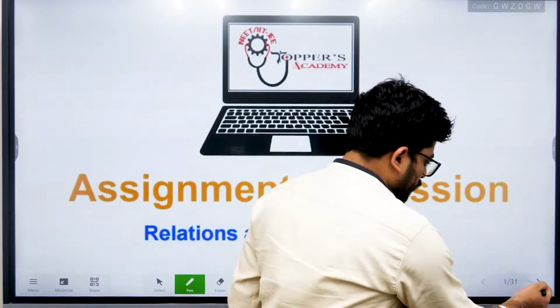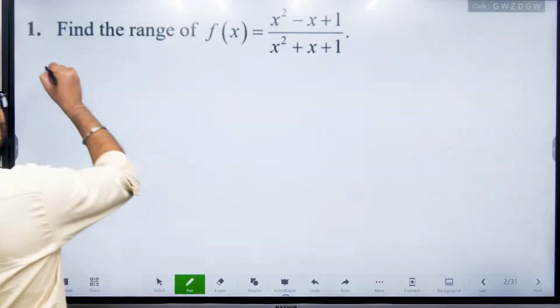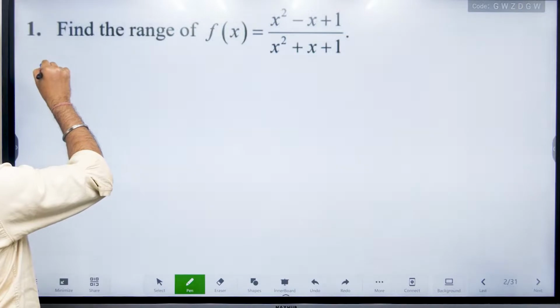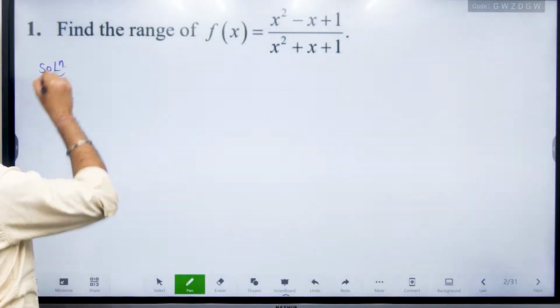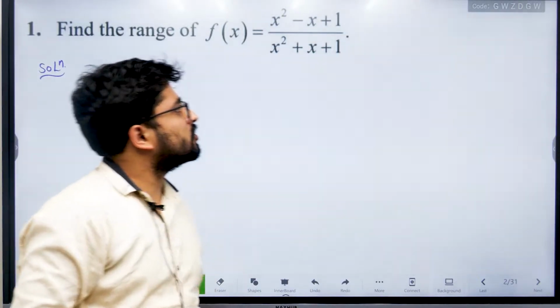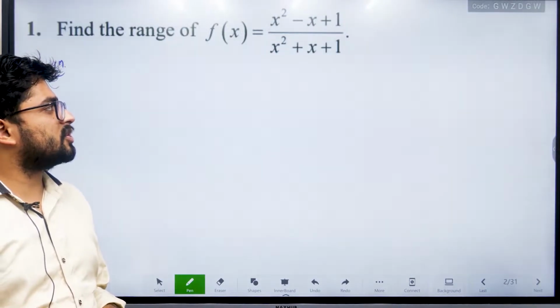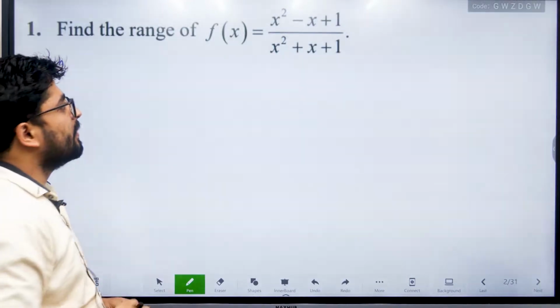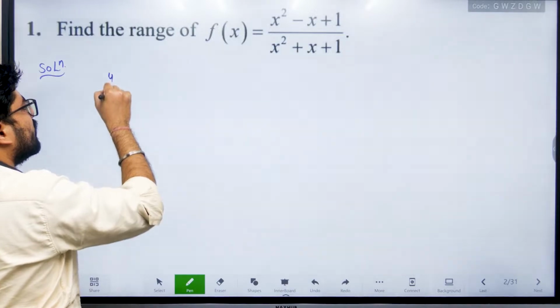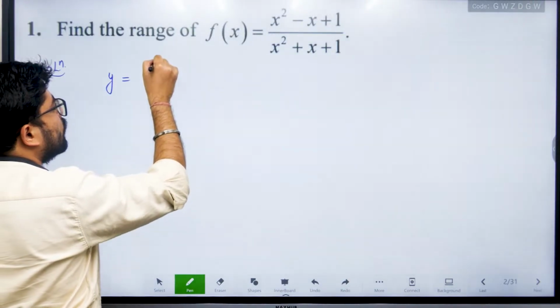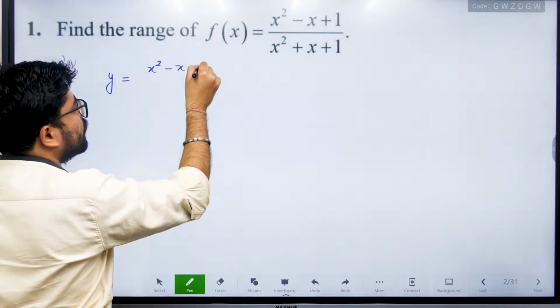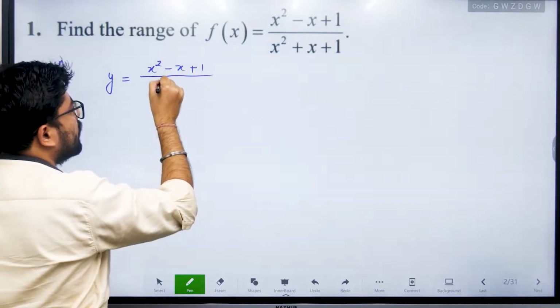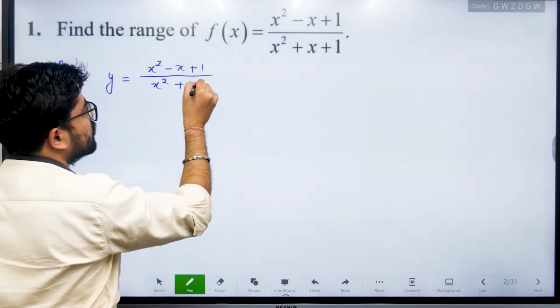Okay, so your first question is: find the range of the function f(x) = (x² − x + 1)/(x² + x + 1). Let us assume this is y. So y is equal to what? y = (x² − x + 1)/(x² + x + 1).